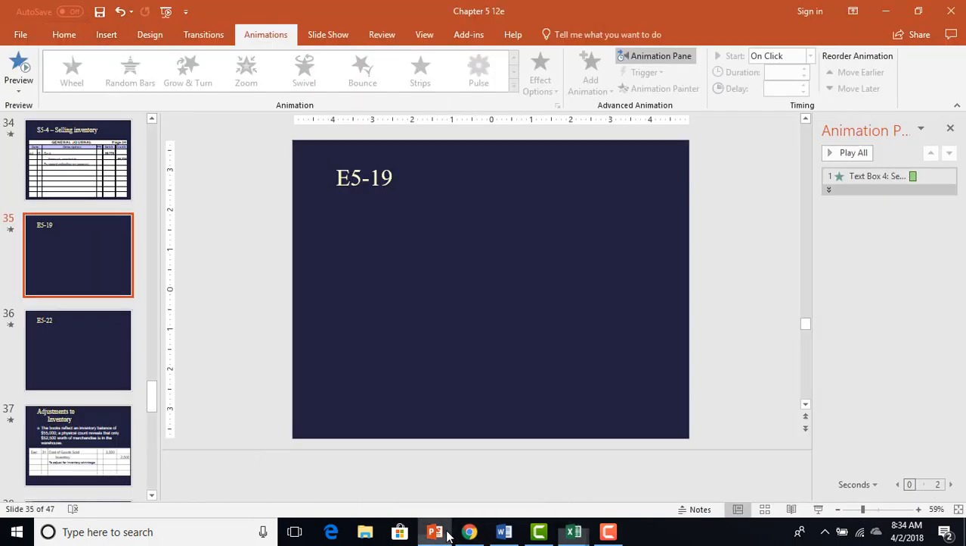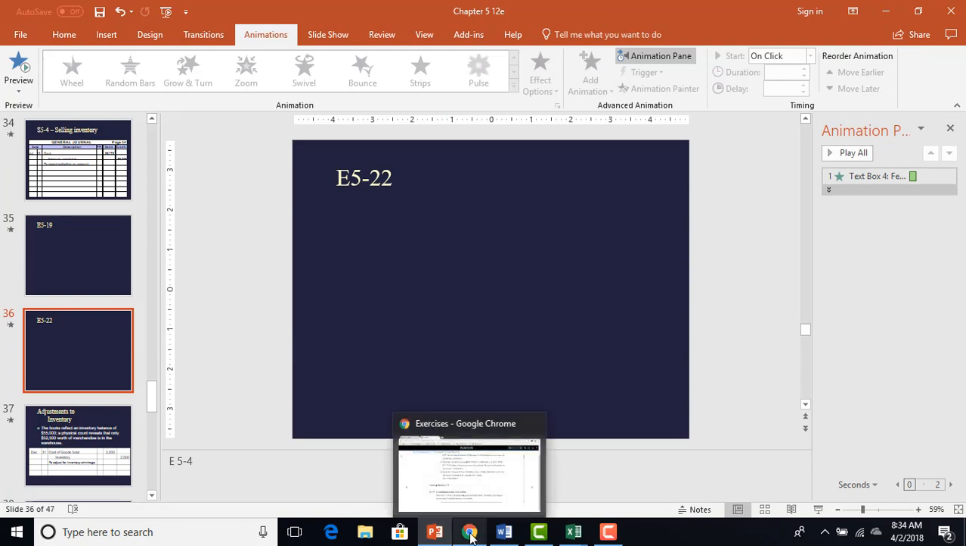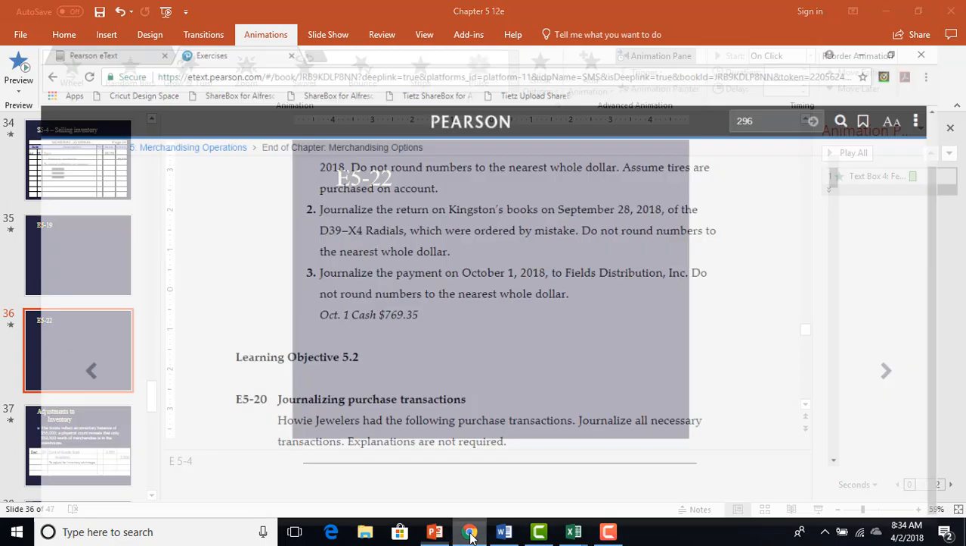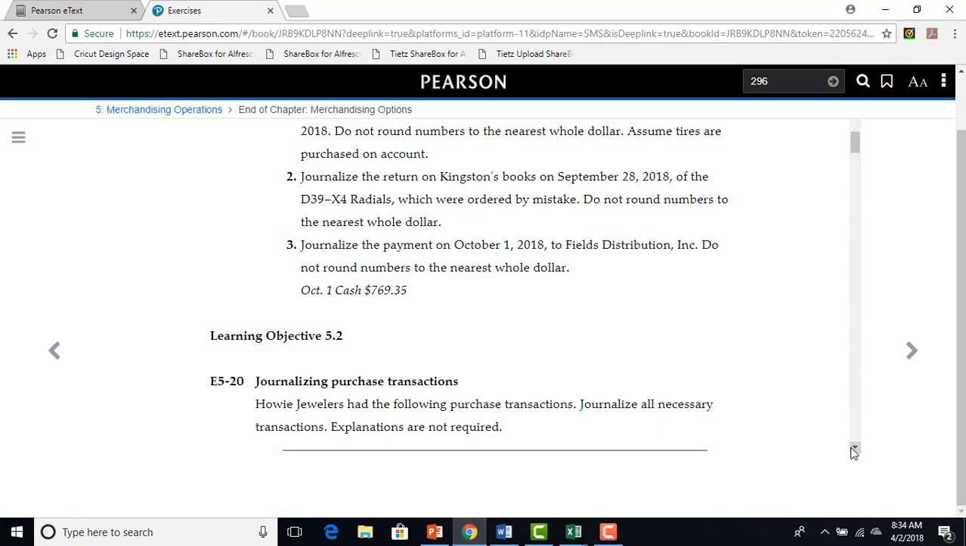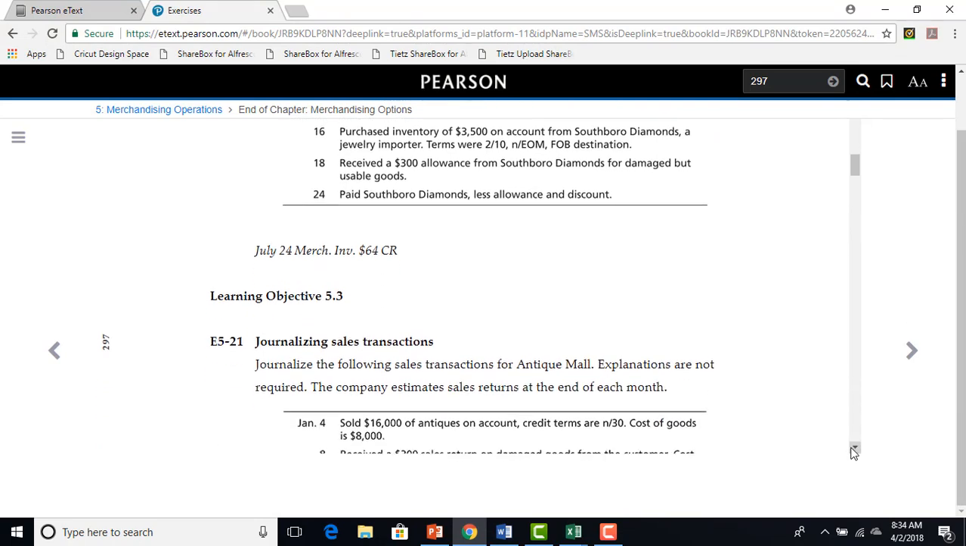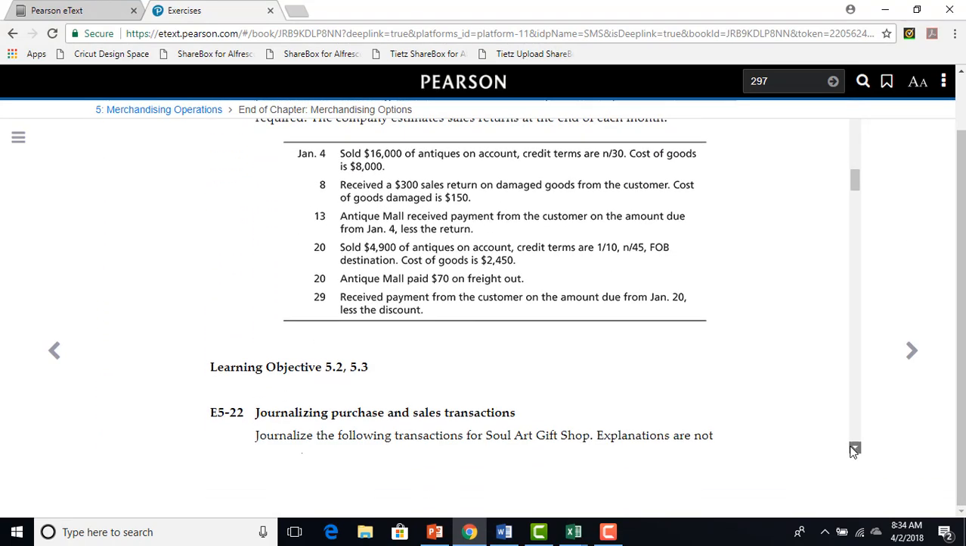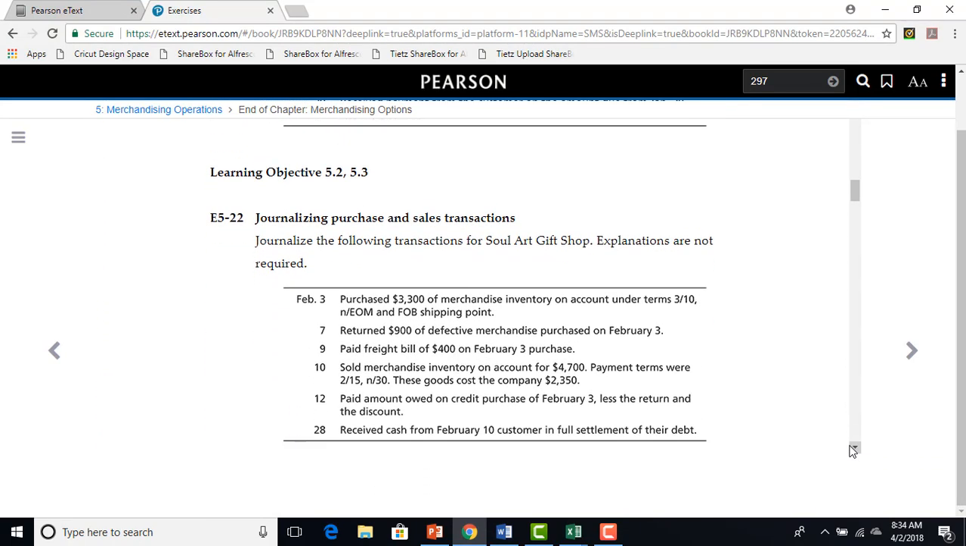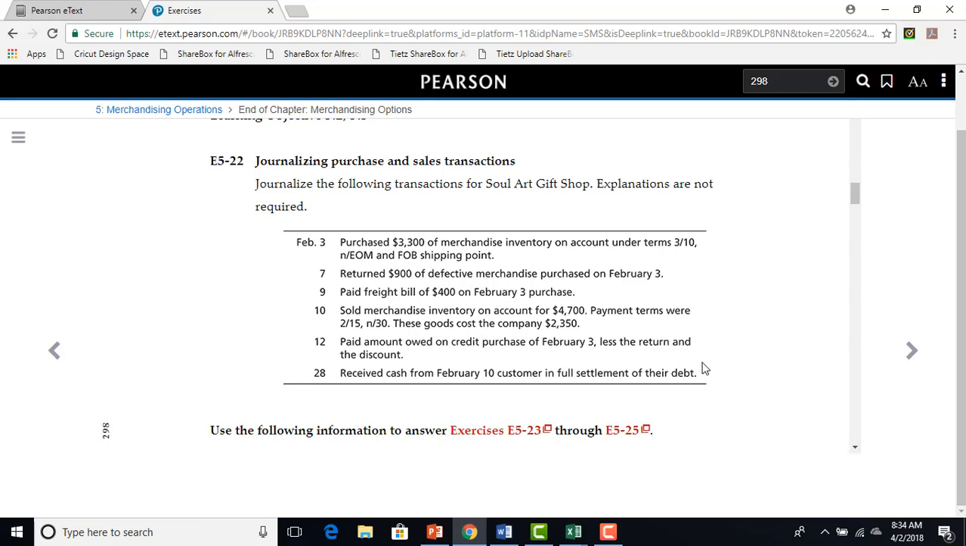The next exercise that I want to look at is exercise 522. Back over here in my textbook pages, let me scroll down a little bit. Exercise 522 looks like it's going to begin on page 297. It says journalize the following transactions for Soul Art Gift Shop, and it tells me that explanations are not required.